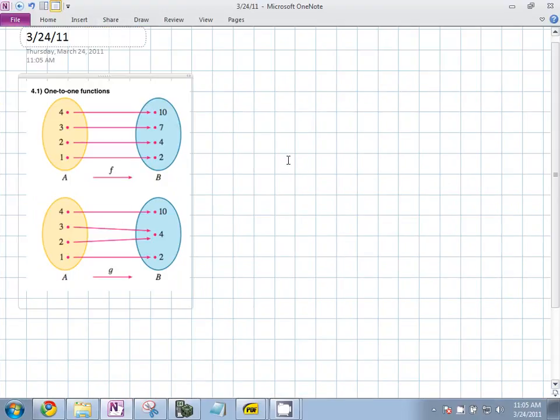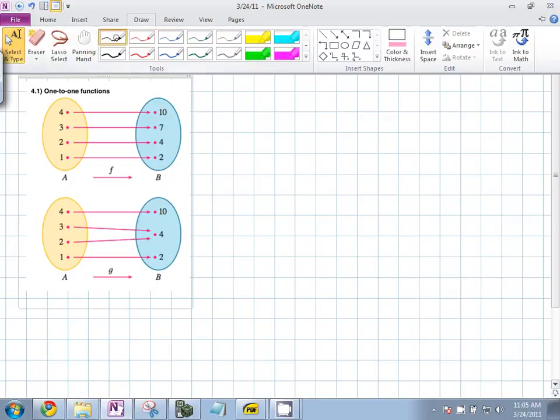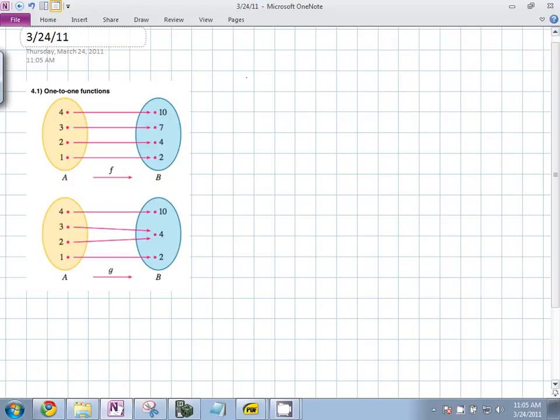Two different functions, f and g. Both functions have the same domain. Can someone tell me what the domain is? What is the domain? 1, 2, 3, 4. Yes. A is the domain. It is the set 1, 2, 3, 4. Do you know about any other elements in the domain? No. That's the domain for both.